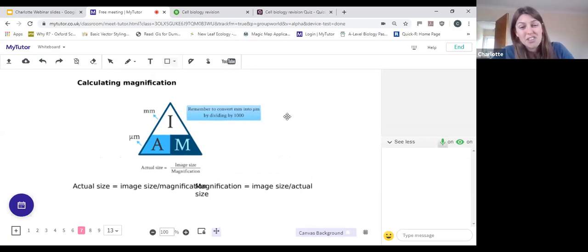So that's those triangles. I find them really handy to remember. This one has quite a good acronym. You can call it the AIM triangle.